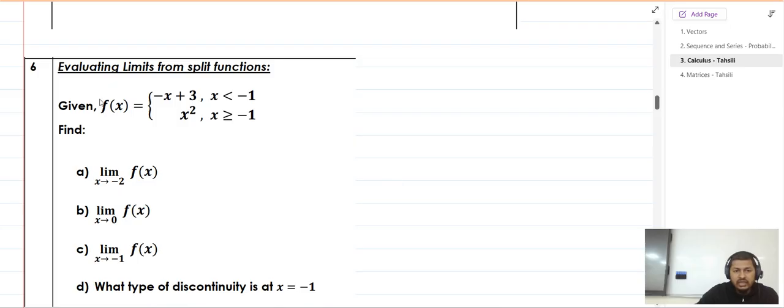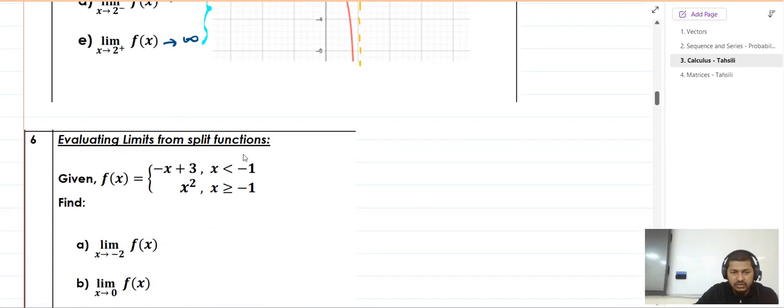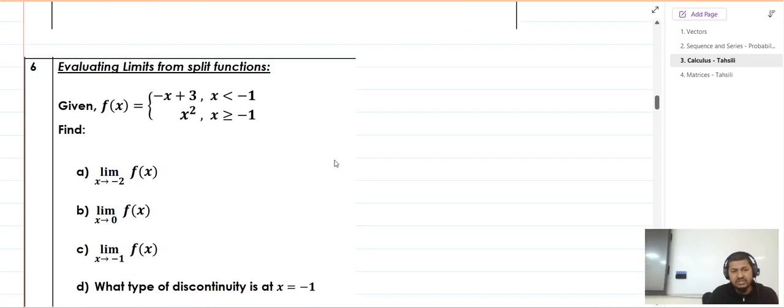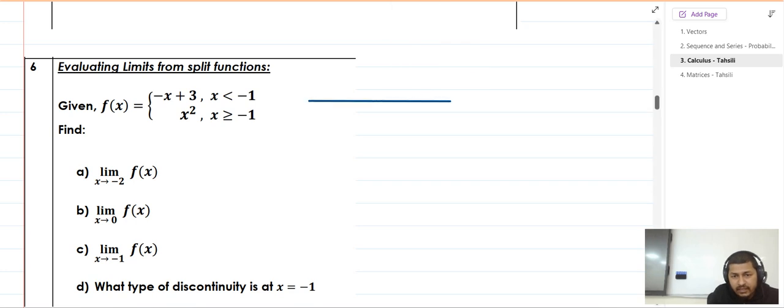Now, how do we evaluate limits from split functions? So we just evaluated limits from graphs. Now we're going to evaluate limits from split functions. So we are given f of x, which is negative x plus 3 when x is less than negative 1. It's nice to draw a number line to make sense of these problems. So we have negative 1 here, right? And to the left of negative 1 is this split function here, negative x plus 3, and to the right of negative 1 we have this function here, which is x squared.